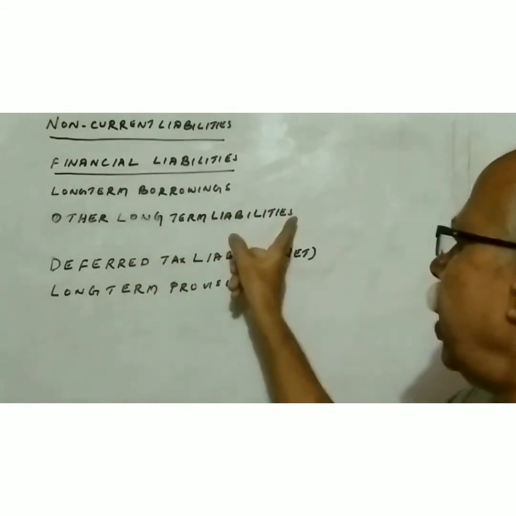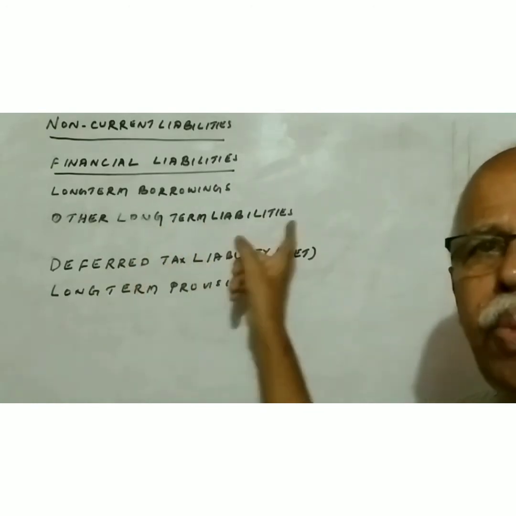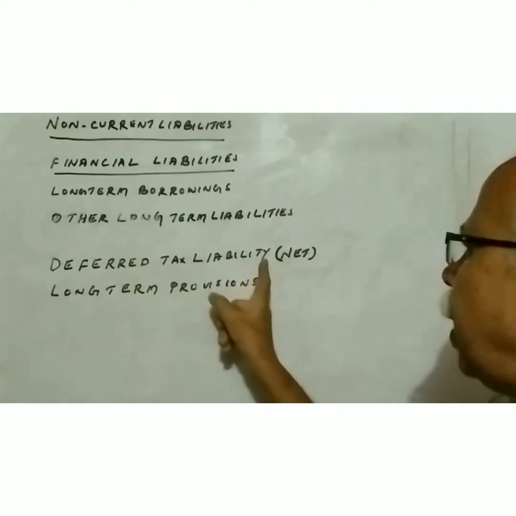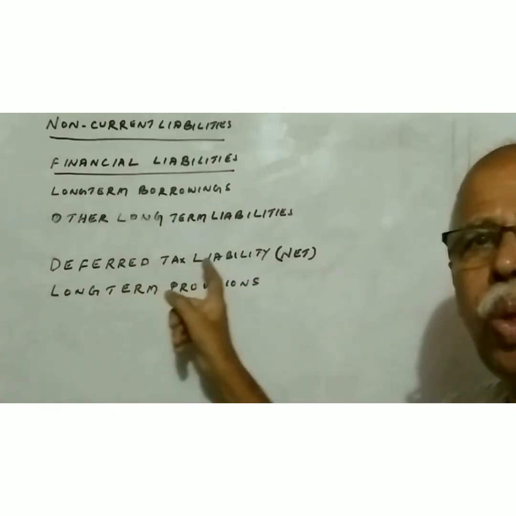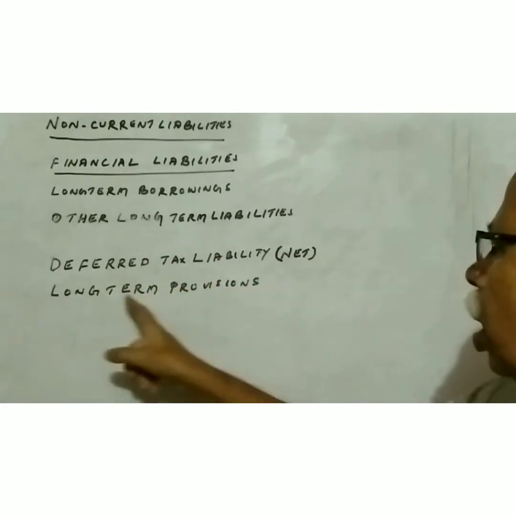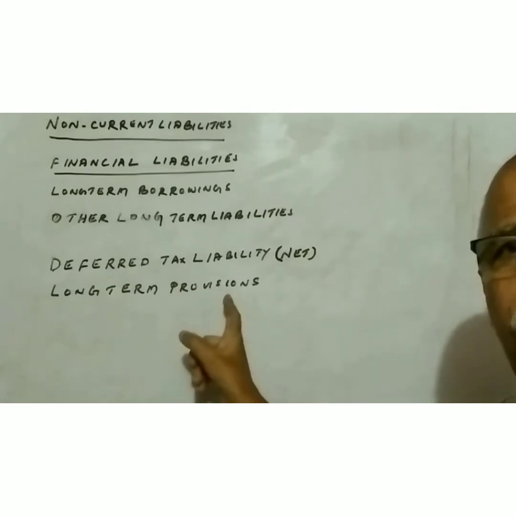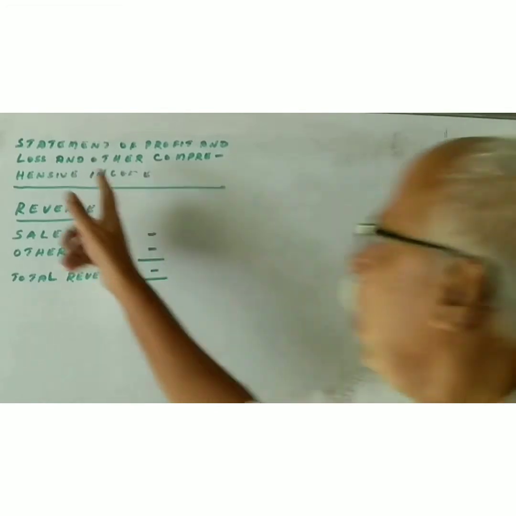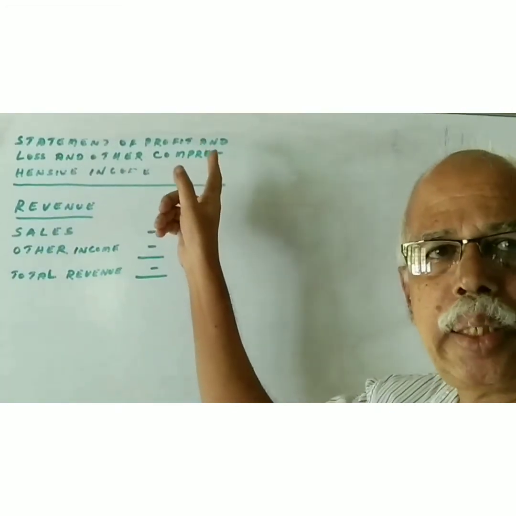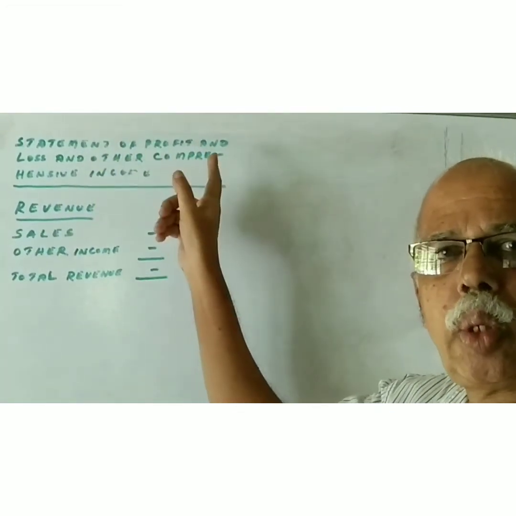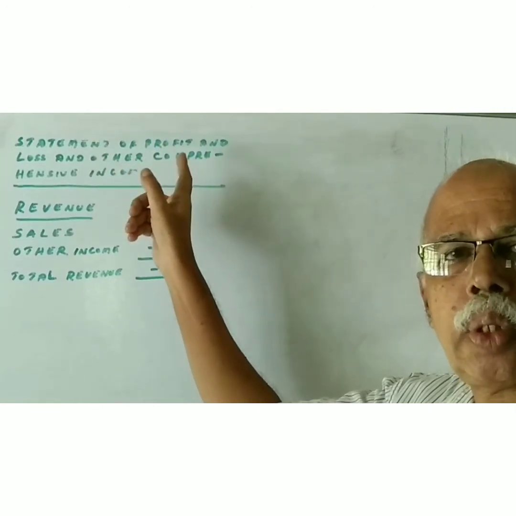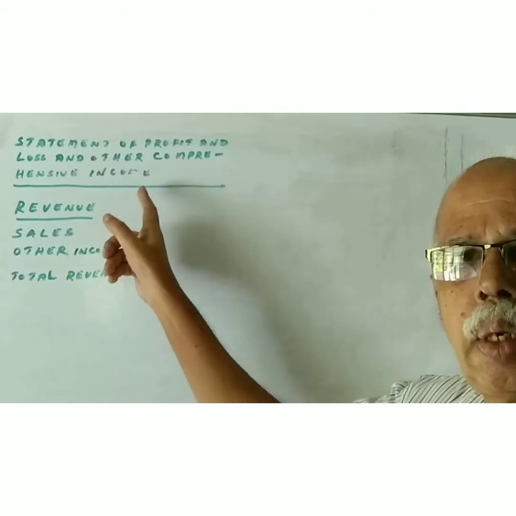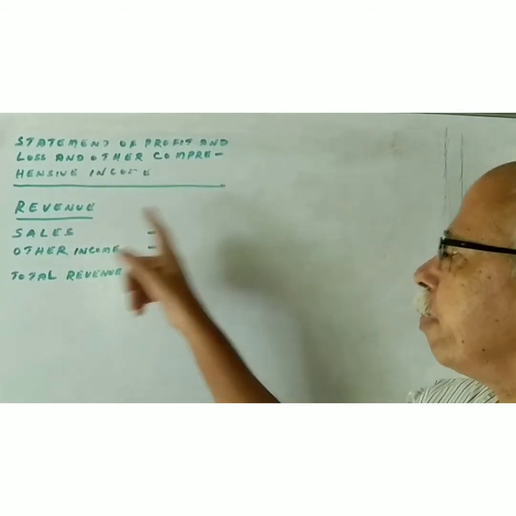Other long-term liabilities will include intercompany borrowings payable after 1 year. Then deferred tax liability. These are, as you know, time differences. Long-term provisions for possible long-term payments. Having done with the balance sheet, we will now move on to the statement of profit and loss and other comprehensive income. We will start with profit and loss account.